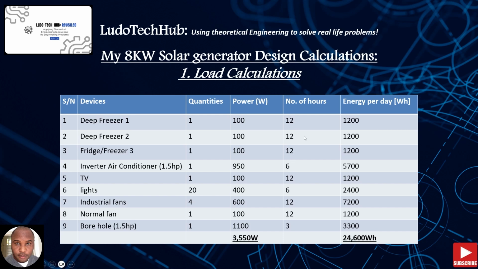And then you have your energy, and then your energy per day is just a product of the number of hours and your power consumption per unit, per component. So for my deep freezer, I'll be needing 1200 watt hour of energy per day. And then when you sum all these up, you have a total watt hour requirement for the day for my system of 24,600 watt hour.